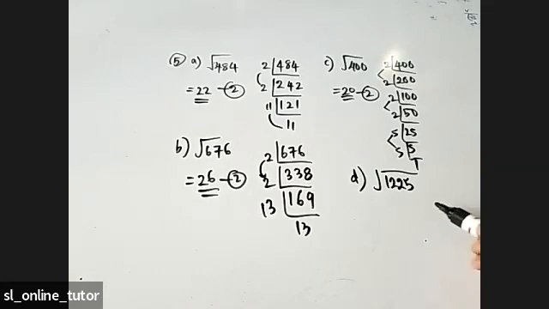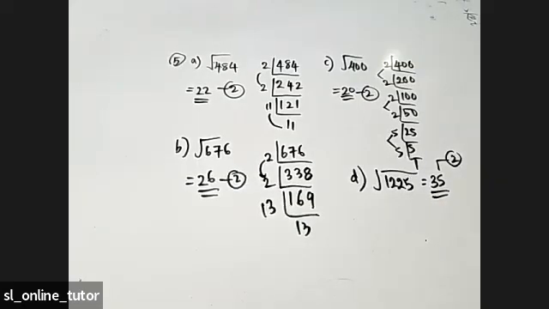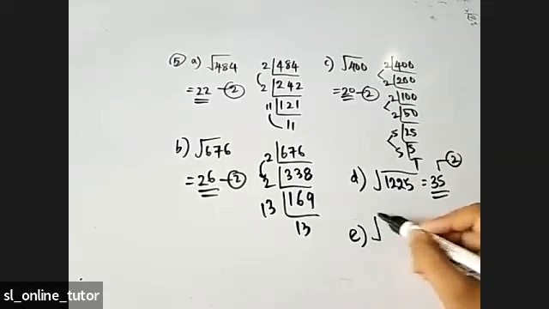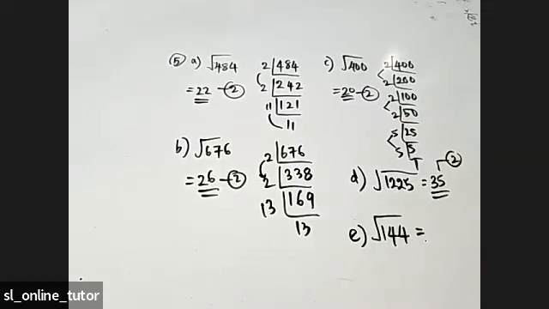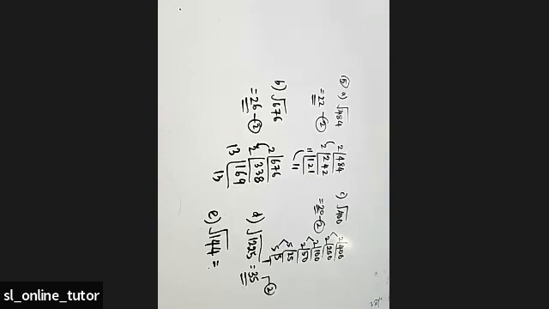D, 1225. Hima, what is your answer for this D part? 35. She's correct. That is 2 marks. E. Ashfan, what is your answer for E part? 144 square root. What is your answer? Yes, Sabiha is correct.